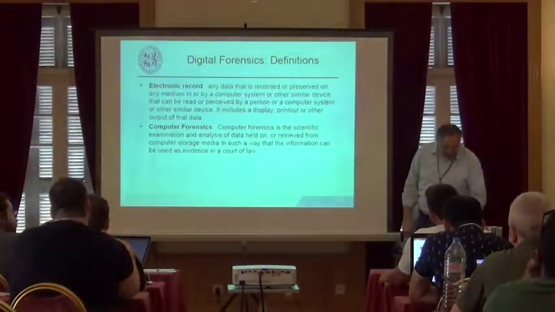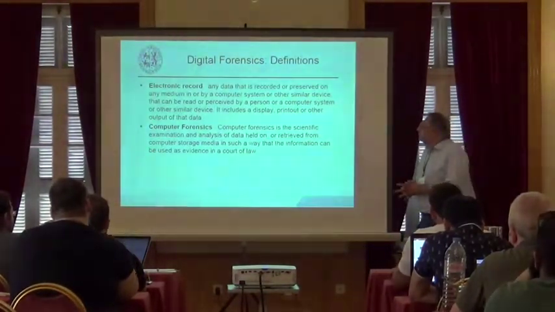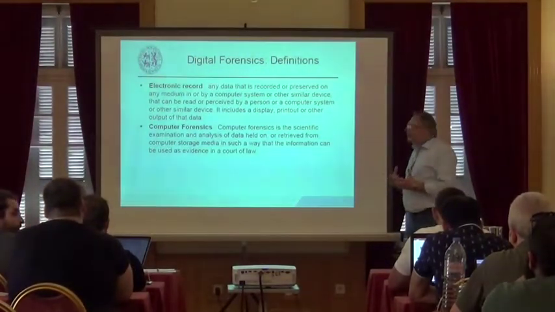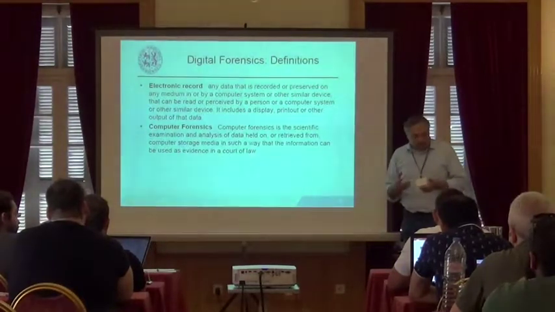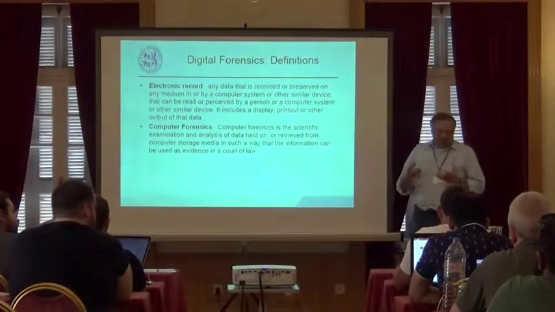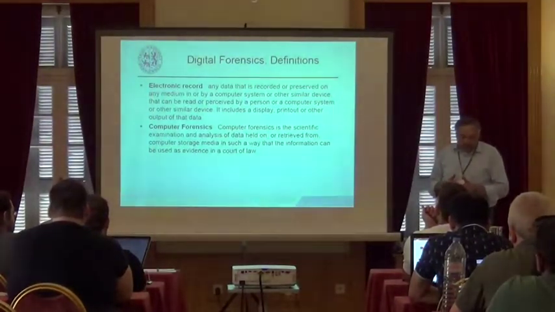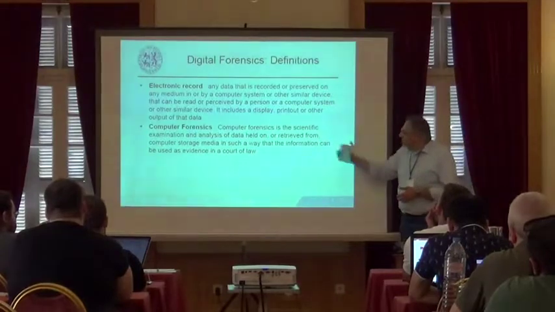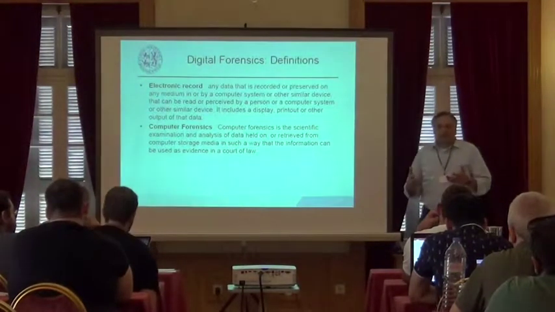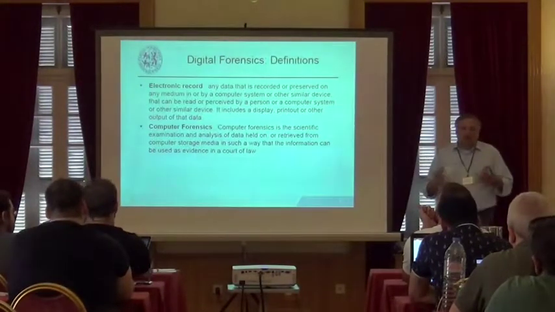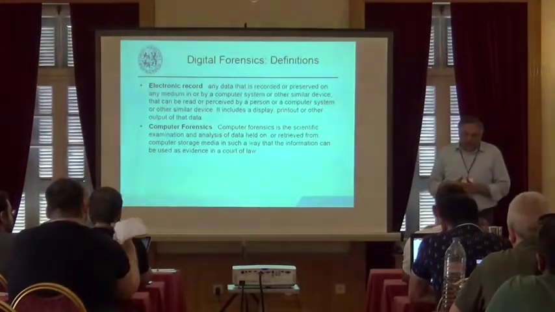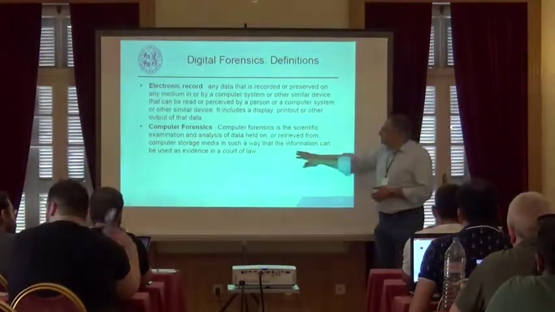So, two definitions. One is the electronic record. What is an electronic record? It's data that we need to preserve. It's evidence in digital format. Computer forensics is a scientific examination of data held on or extracted from computer media, computer storage, in such a way that we can use this information in a court.